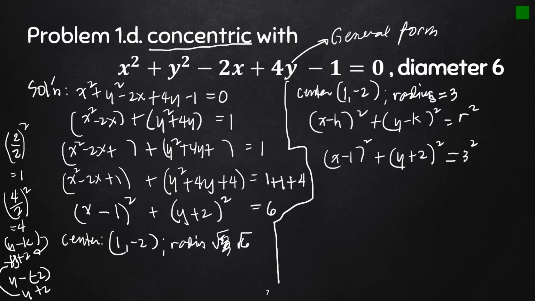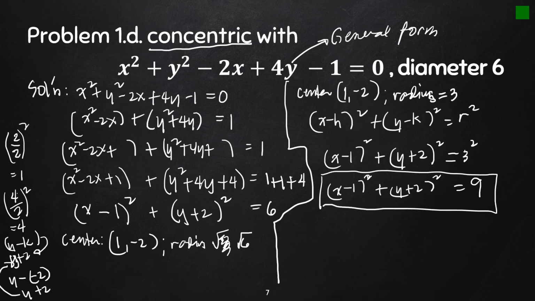Okay? You can just have this as your final answer, or you can rewrite this into x minus 1 quantity squared plus y plus 2 quantity squared equal to 9. And this is the equation of the circle. Therefore, we can also say that this circle is concentric with the given one. Meaning they have the same center, and their center is at 1, negative 2.